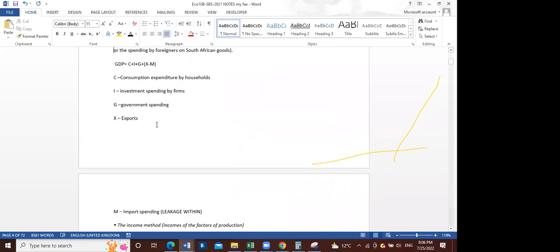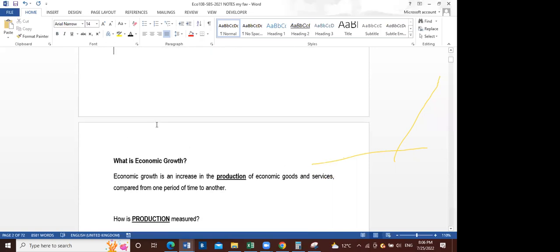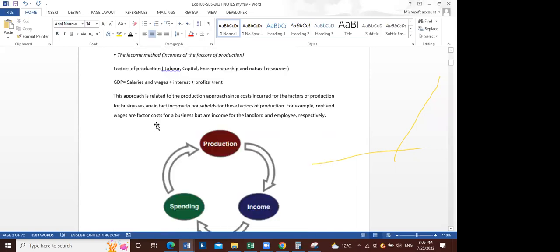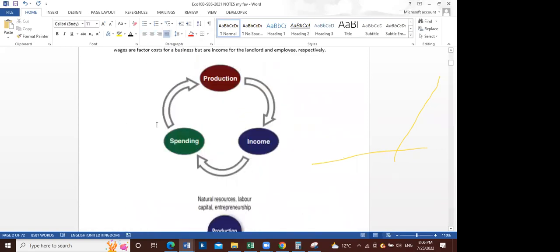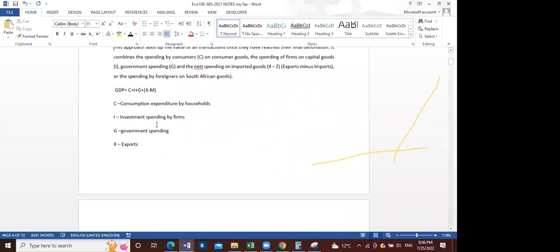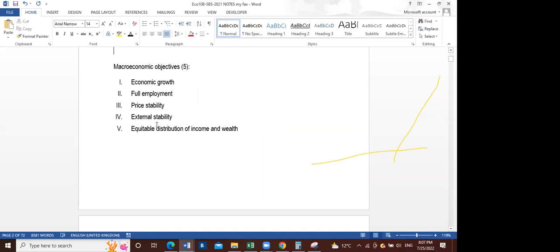All right, so we've talked about economic growth, how to measure economic growth, what economic growth is, and the various variations of the metric of GDP within an economy. So that means we have talked about the first objective of an economy.